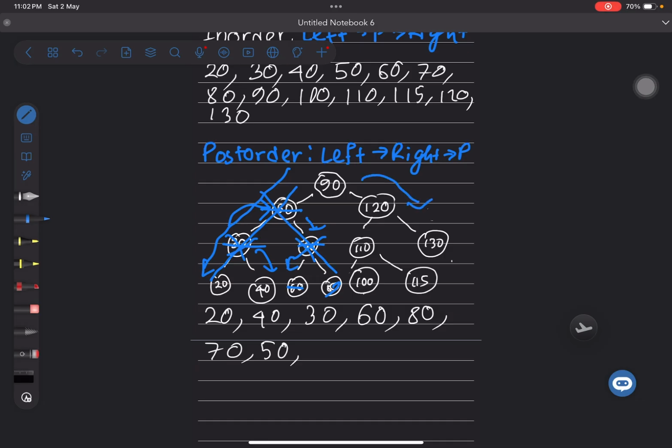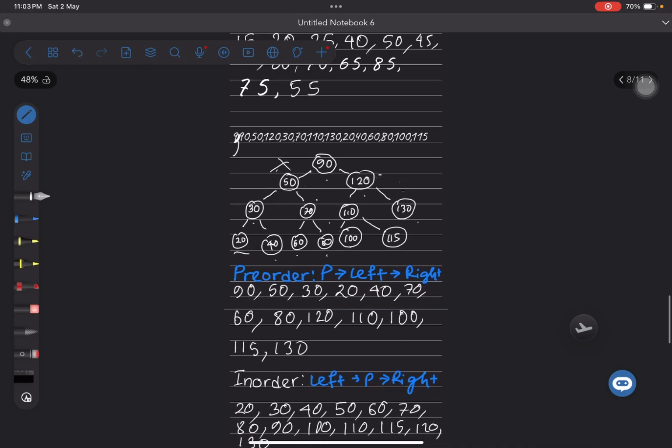We have to come to the right side first, so 120, but we go to the left side. 110, we go to the left side. 100, so 100 would come first, and then the right side of this parent, which is 115. Now what is the parent? 110, so we write 110, and then we come to the parent. 120, does it have a right? Yes, it does. 130, and then what was the parent? 120, and what is the ultimate parent? 90.